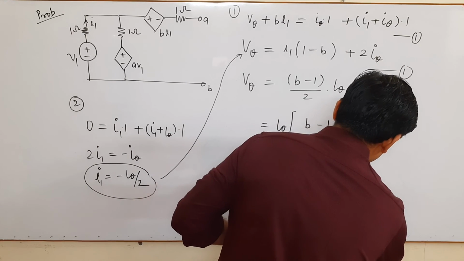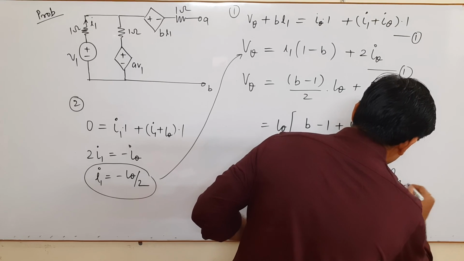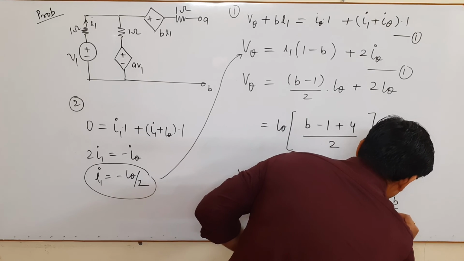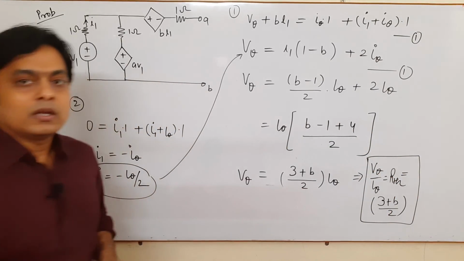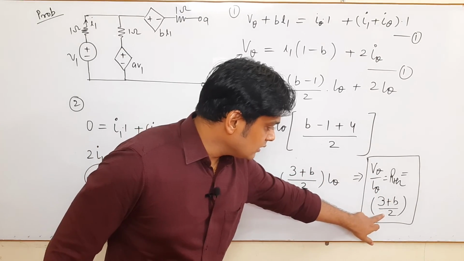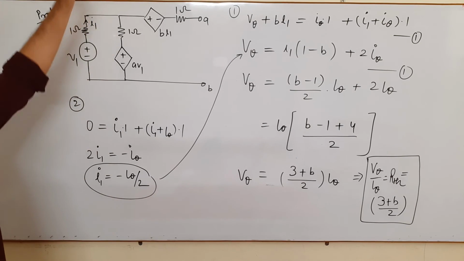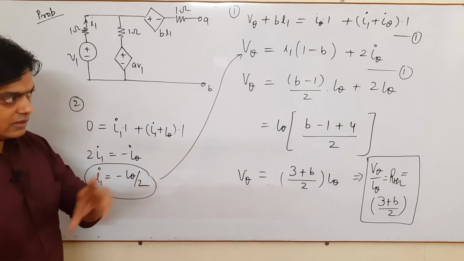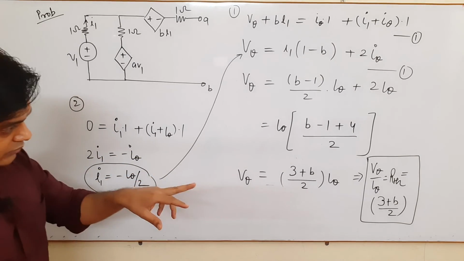So one can say Vθ by Iθ, that is RTH, is 3 plus B by 2. This is the value. Very important thing. So just by repeating the video, try to understand this very important concept which I have already explained to you in green color. That is more important. Now this is all about your RTH.